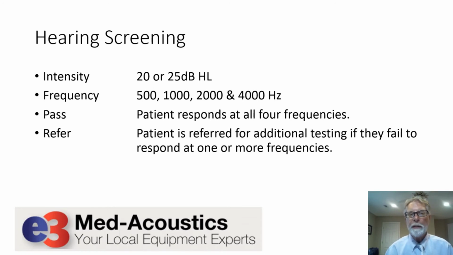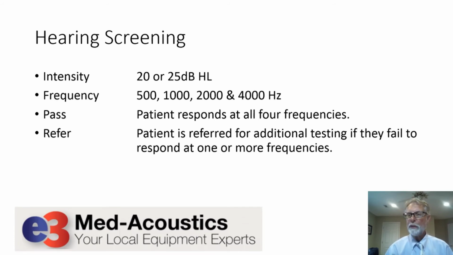The frequencies that are typically used in a screening are 500, 1,000, 2,000, and 4,000. That is the speech range, the most important of all of the frequencies, because most of speech is comprised of those frequencies. And a patient passes if he's able to respond. In other words, you could put it on 25 dB at 500, present the tone, beep, beep, beep. He raises his hand that he heard that. Same thing at 1,000, 2,000, and 4,000. If that's the case, they pass. But the patient is referred for additional testing if they fail to respond at one or more of these frequencies.